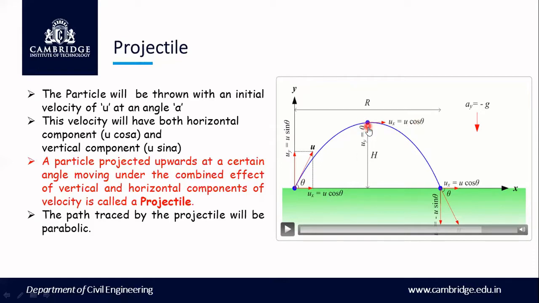Once it loses its vertical component, it starts coming down, and when it comes down, the components will again be u cos alpha and u sin alpha, but the vertical component will be in the opposite direction. When it started, it was in the upward vertical direction. When it ends, it will be in the downward direction.